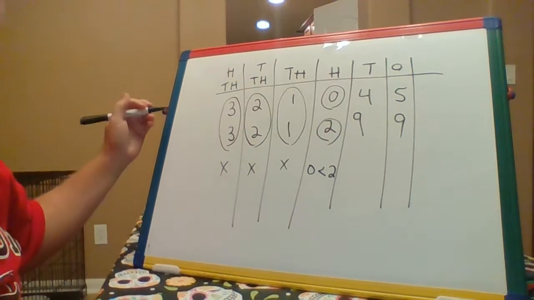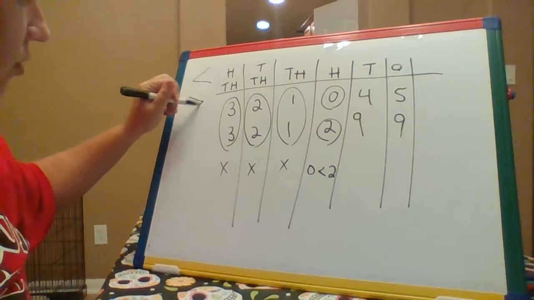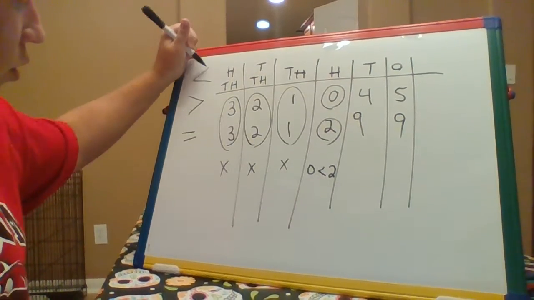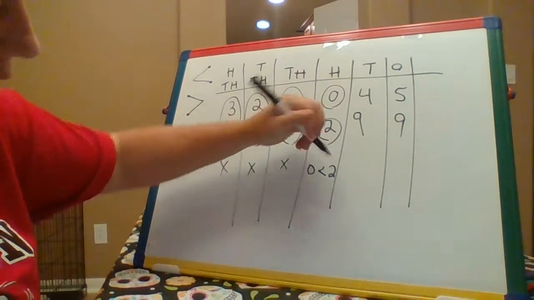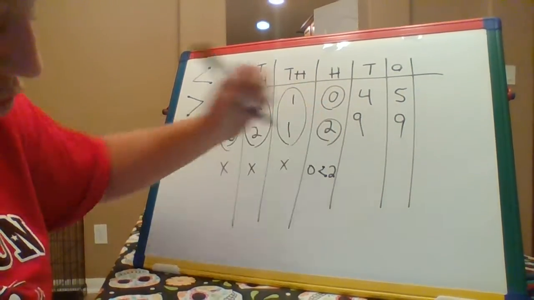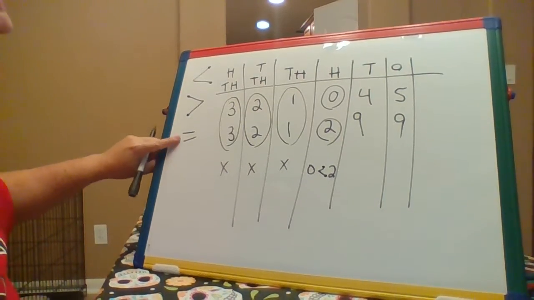Okay, and let's review our symbols. Less than, greater than, equal. Wherever the 2 dots are, that 2 dots is pointing to your bigger number. So notice how the 2 dots are pointing to the 2. Okay, so less than, greater than, equal.